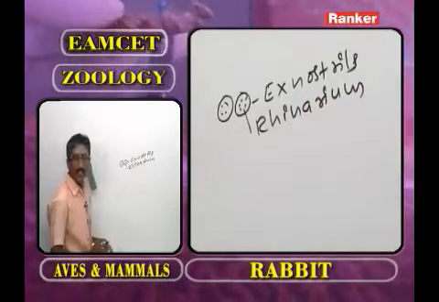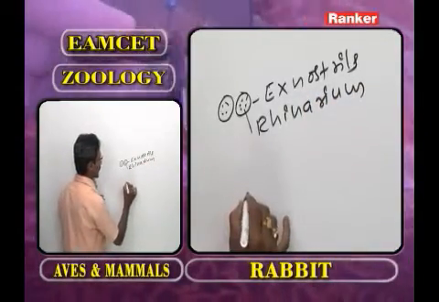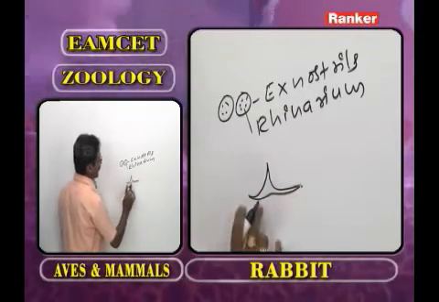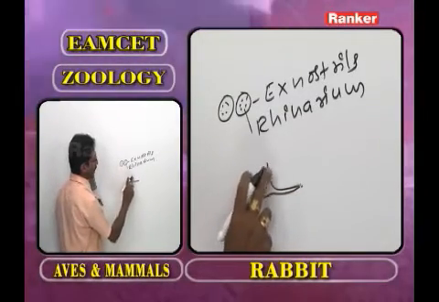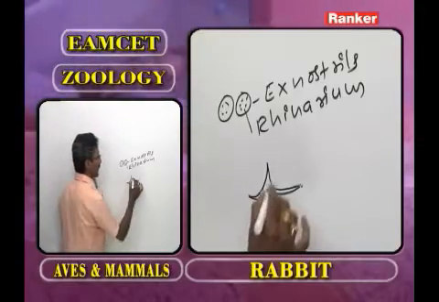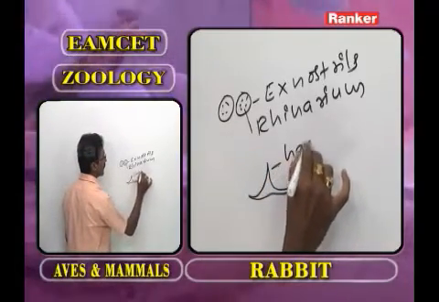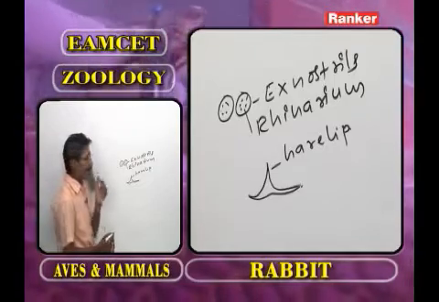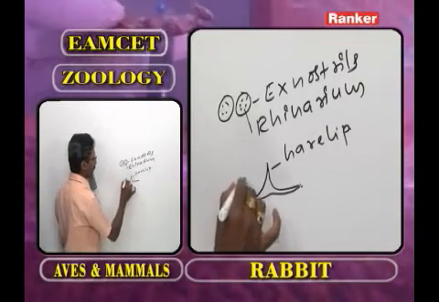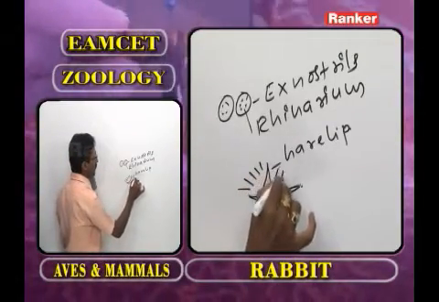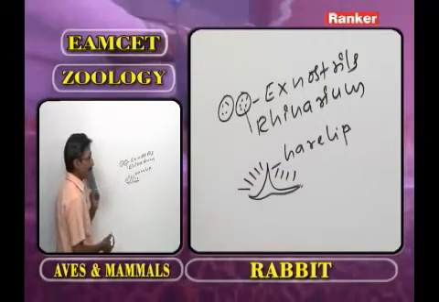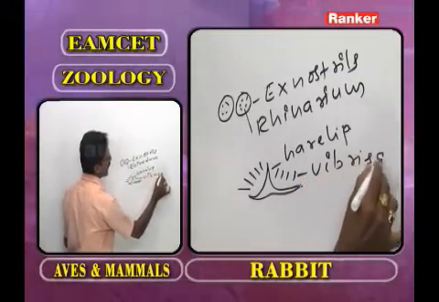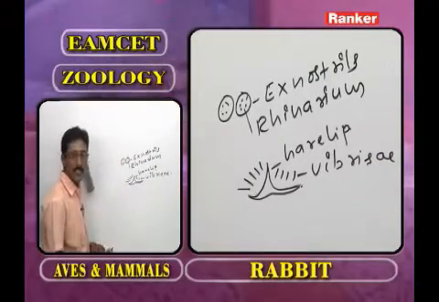Now the next one is Vibrissae. Now this one we call it as the upper lip. The upper lip has a longitudinal slit. The upper lip is called the hair lip. Now on the margin of upper lip, what are present? The long, stiff, tactile hairs are present. They are called Vibrissae. They are also called whiskers.